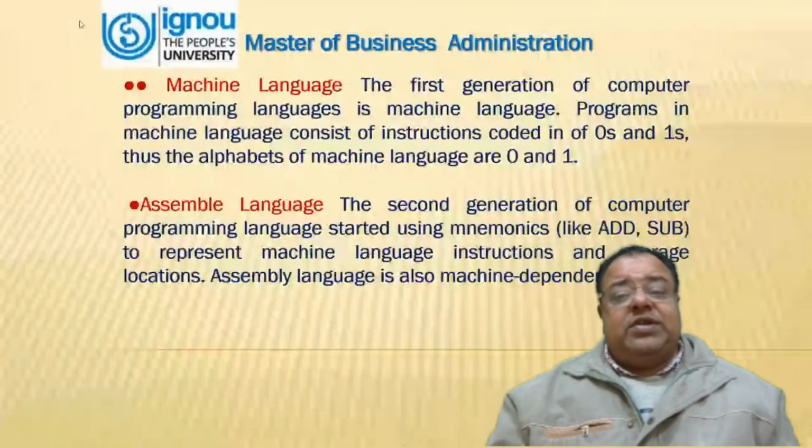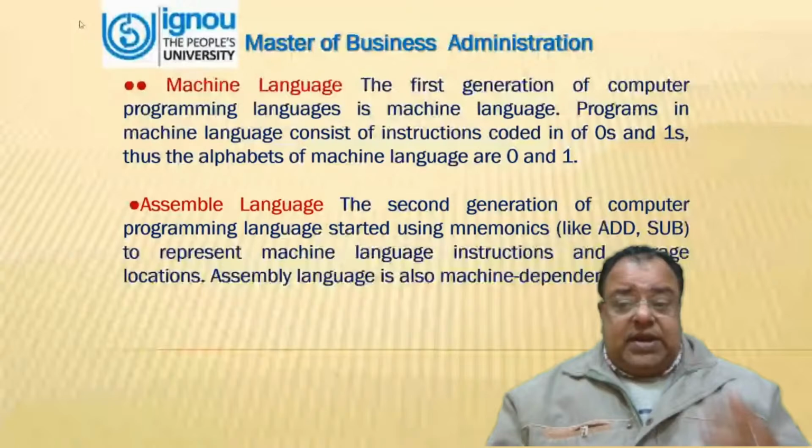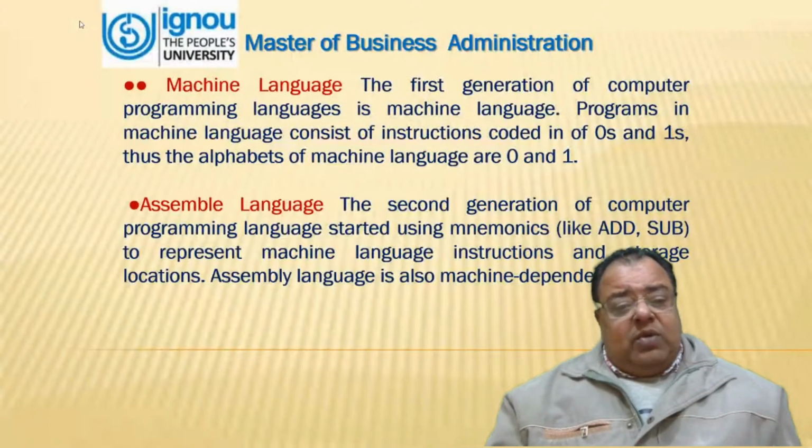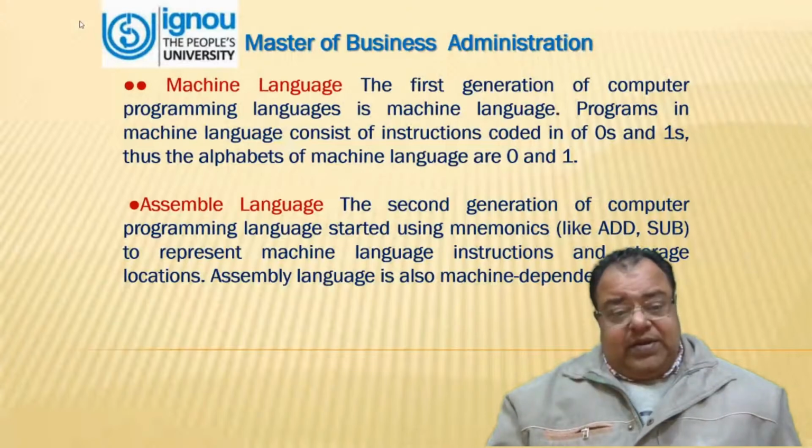The first generation of computer programming language is machine language. Programs in machine language consist of instructions coded in zeros and ones. Thus, the alphabets of machine language are 0 and 1.